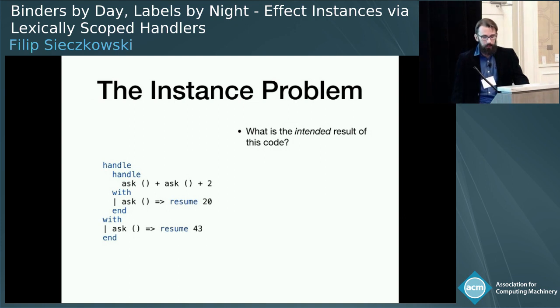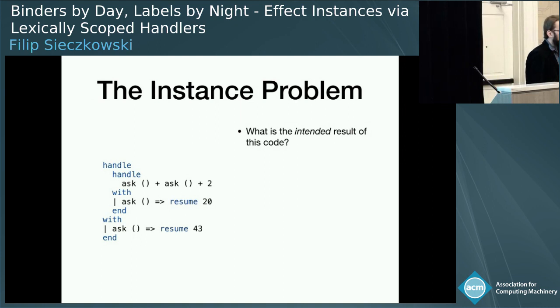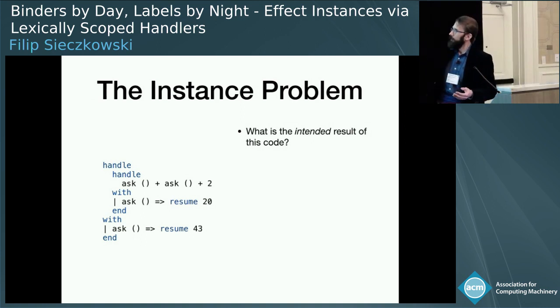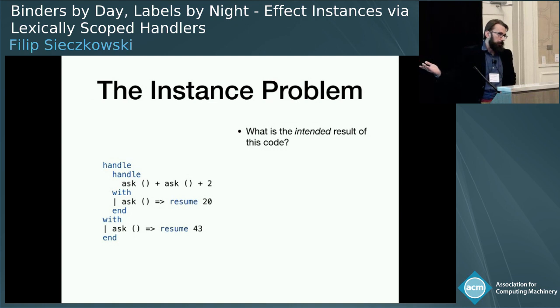So one of the problems is, let's take our code snippet from before and wrap it in another handler for ask. And then let's consider what is the intended result of this piece of code. At first glance, it might say, well, of course, we just compute the inner bit, and then there's no ask after we compute to 42, so the result should just be 42. But it's not so simple, really.